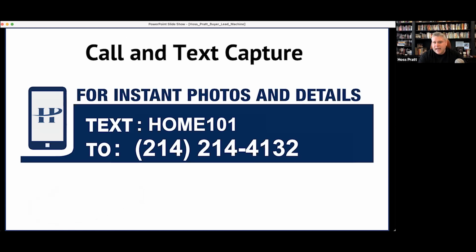Call capture, text capture. I love this stuff because a lot of times people don't want to talk to somebody, but they want the information. If I'm advertising a listing, I'm going to offer instant photos and details. They can text, let's say, home 101 to a phone number. Why is home 101 important? Because I know home 101 is 123 Main Street, and home 102 is 125 Crown Hill Drive. So it's specific, and we can track every single call and every single text that any property gets.